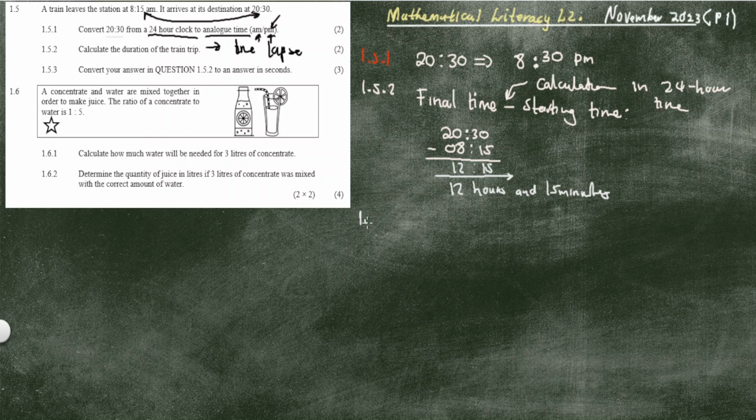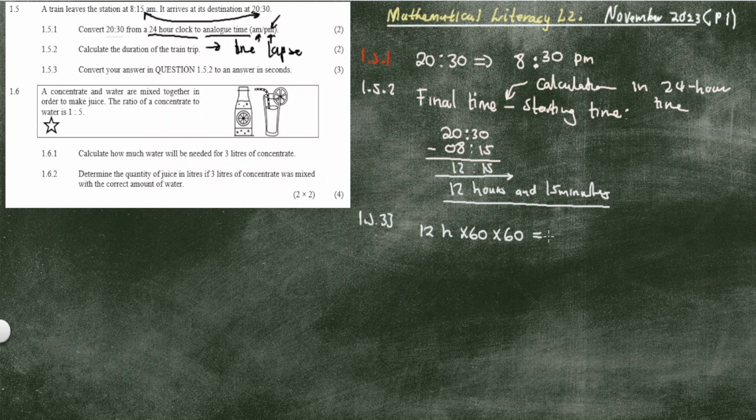Convert your answer in 1.5.2 to an answer in seconds. Interesting. Okay, so 1.5.3, we actually have to convert this answer, 12 hours and 15 minutes, to seconds. Now we'll start with the 12 hours. How do we convert hours to seconds? We multiply by 60, then we change it to minutes. Multiply by another 60, then we change it to seconds. Alright, so there's one.